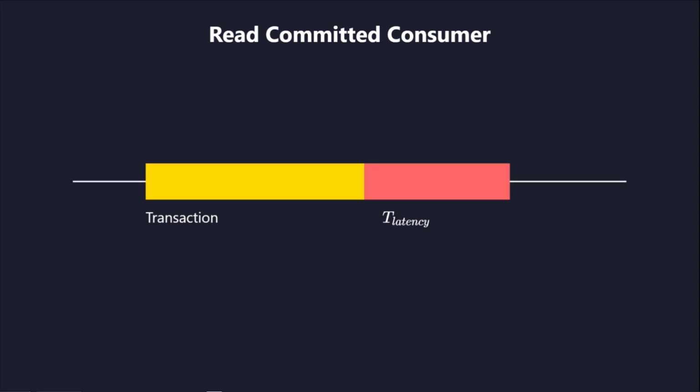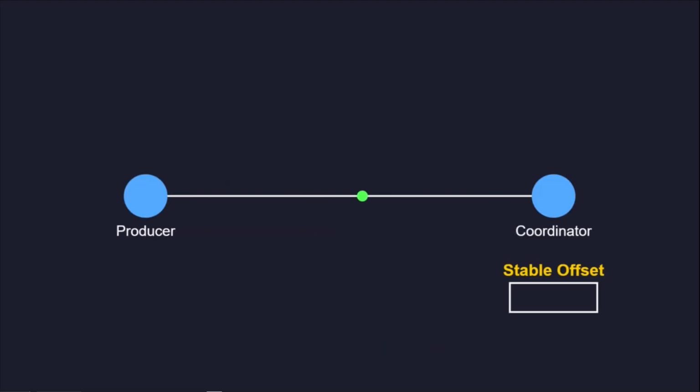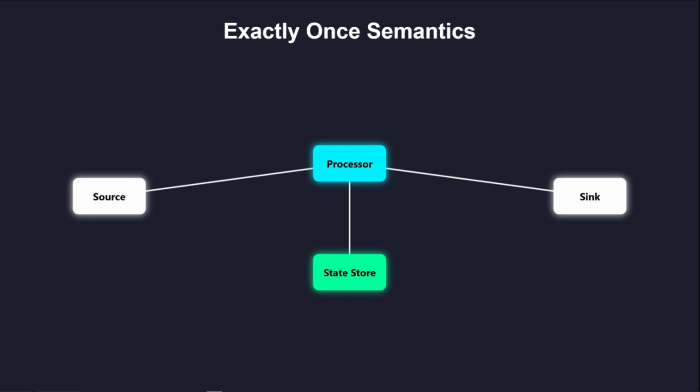In a read-committed consumer, there is a slight increase in end-to-end latency. This delay is proportional to the transaction duration, as records are not visible until the commit marker is appended. Short transaction intervals are key for low latency. The transaction timeout configuration is a safety net. If a producer does not heartbeat or finish a transaction within this period, the coordinator automatically aborts the transaction to prevent the last stable offset from being stuck indefinitely.